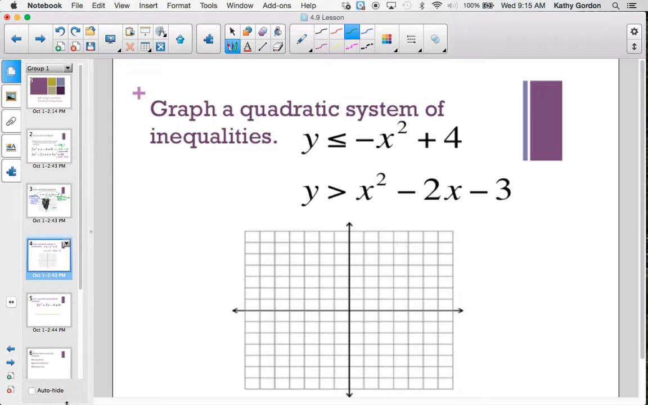First group, y is less than or equal to negative x squared plus 4. You guys feeling good about yours? You compared, you agreed, yes? Second group, y is greater than x squared minus 2x minus 3. You guys feeling good about yours? All right. Damien, you get to come up and represent your side.